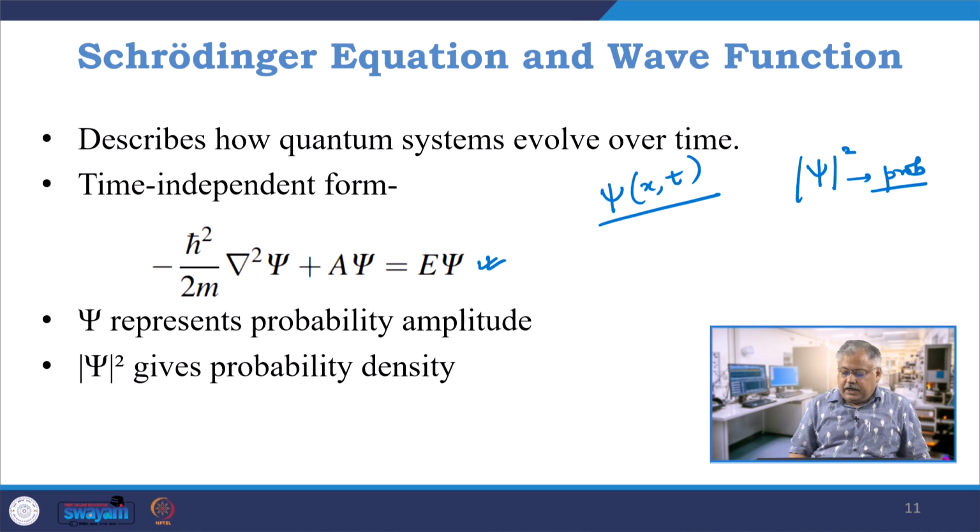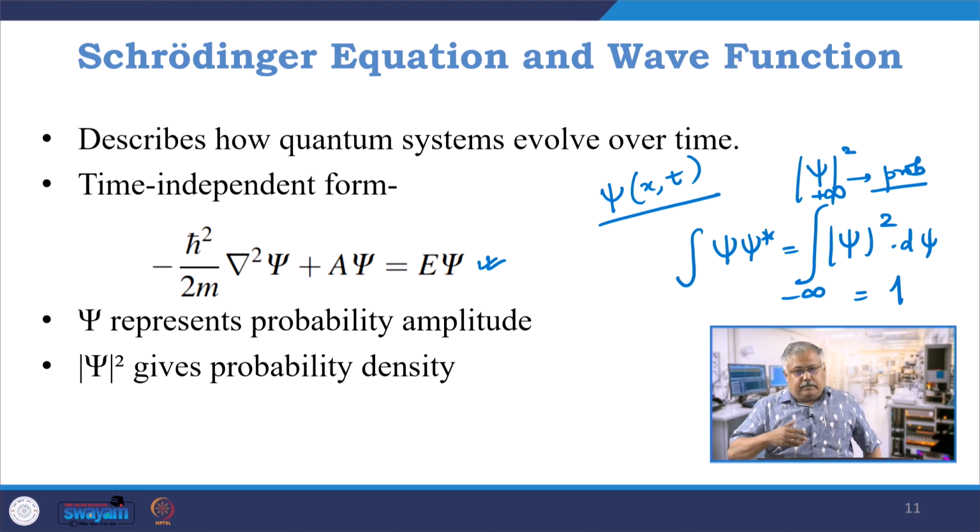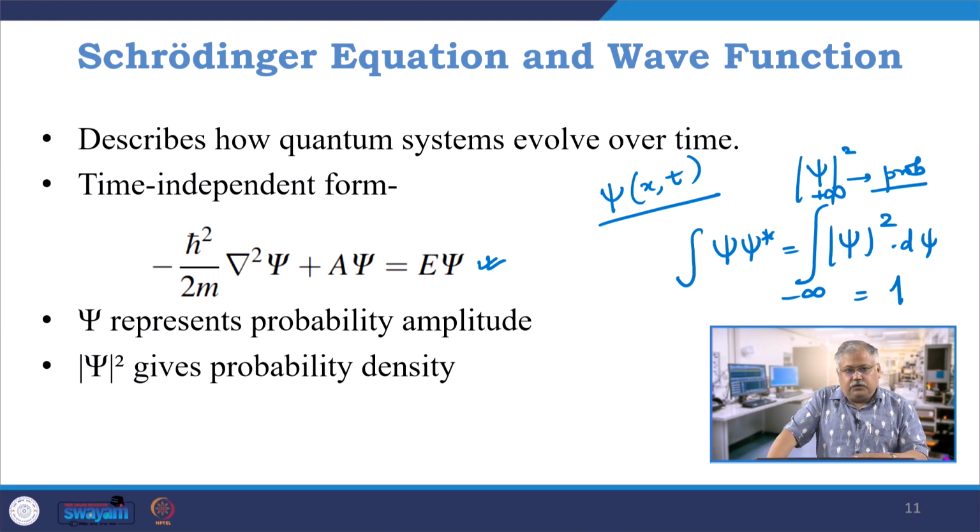If you integrate psi star psi, which is exactly equal to psi mod squared, from minus infinity to plus infinity, this will be exactly equal to 1, because the probability of finding the particle from minus infinity to plus infinity will always be equal to 1. And this gives you a brief idea about the Schrodinger equation and the wave function.